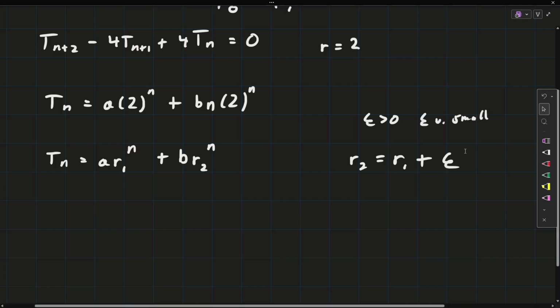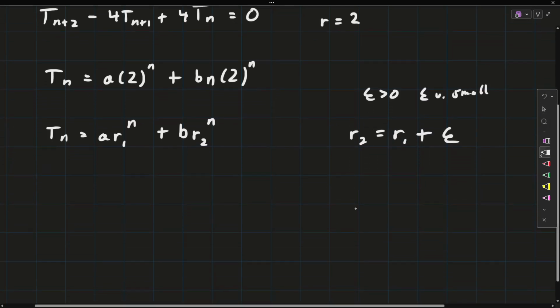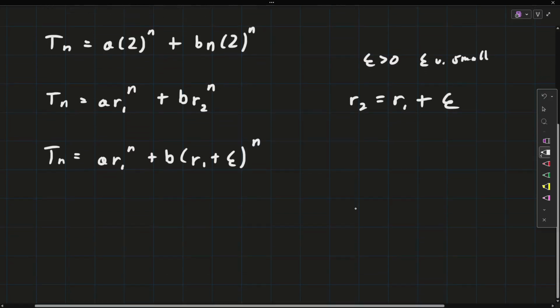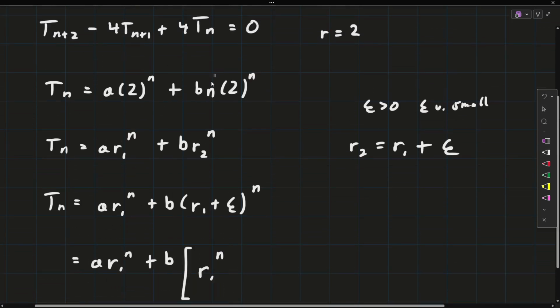Basically we're going to look at what happens as epsilon gets really close to 0, which means that r2 gets really close to being equal to r1. Well, let's see what happens. Then our equation for Tn would be a times r1 to the power of n plus b times r1 plus epsilon, instead of r2, to the power of n. Let's start multiplying this out. So the first term is r1 to the power of n, and this is exactly the solution as up here.